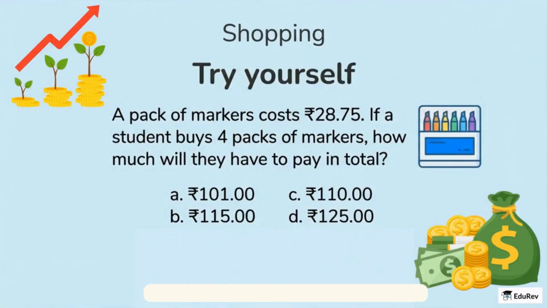Try another on your own. A pack of markers costs 28.75 and a student buys 4 packs. Multiply 28.75 by 4, lining up decimals and using the multiply then place decimal method. And you'll find the total amount to pay is 115 rupees.